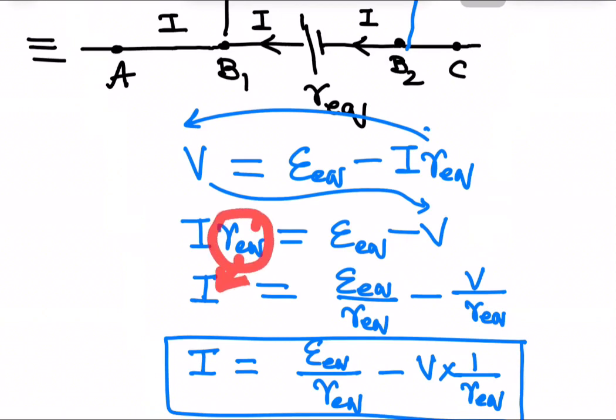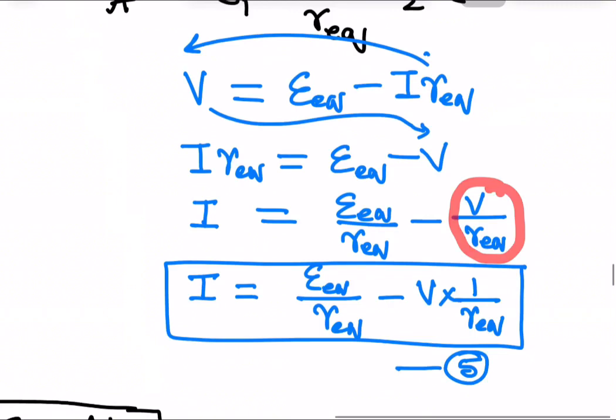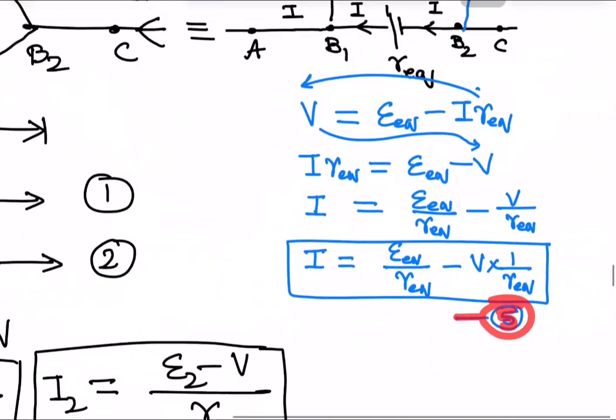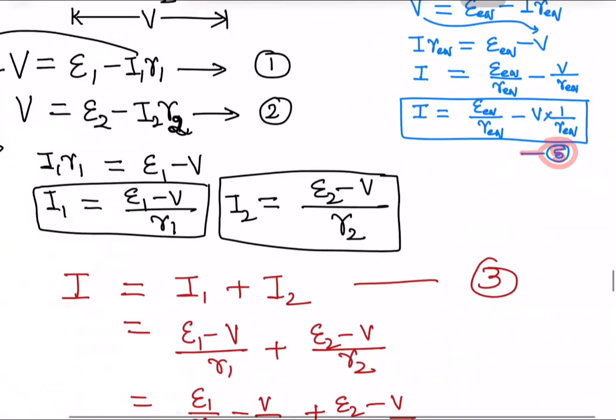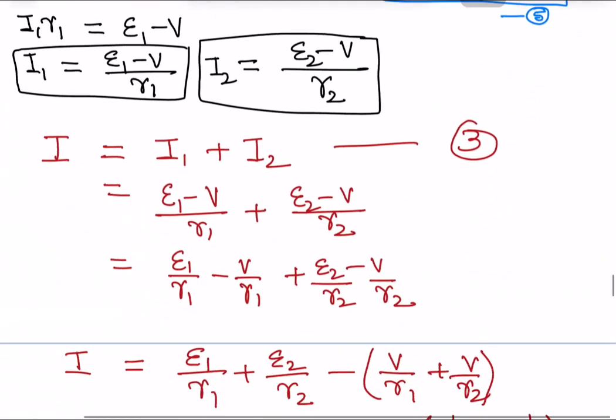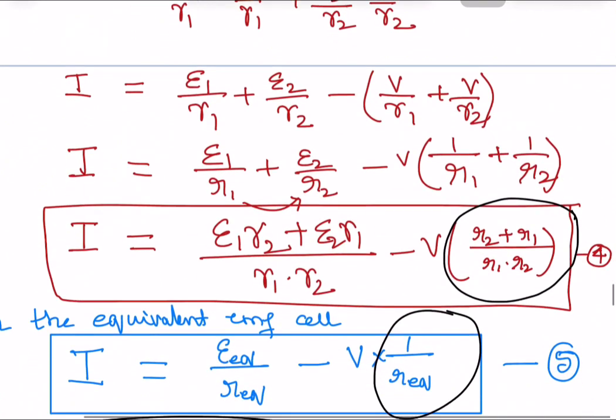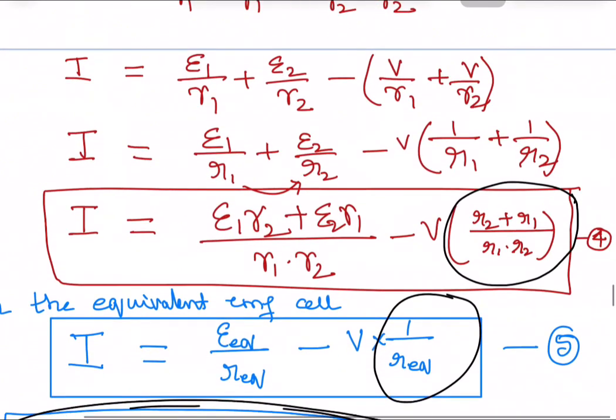So, here you will get I equals E equivalent by R equivalent minus V by R equivalent. Yes, you can write this slightly as V into 1 divided by R equivalent. Let us take this as equation 5. Now, let us come back to what we have derived for the current in the combination.